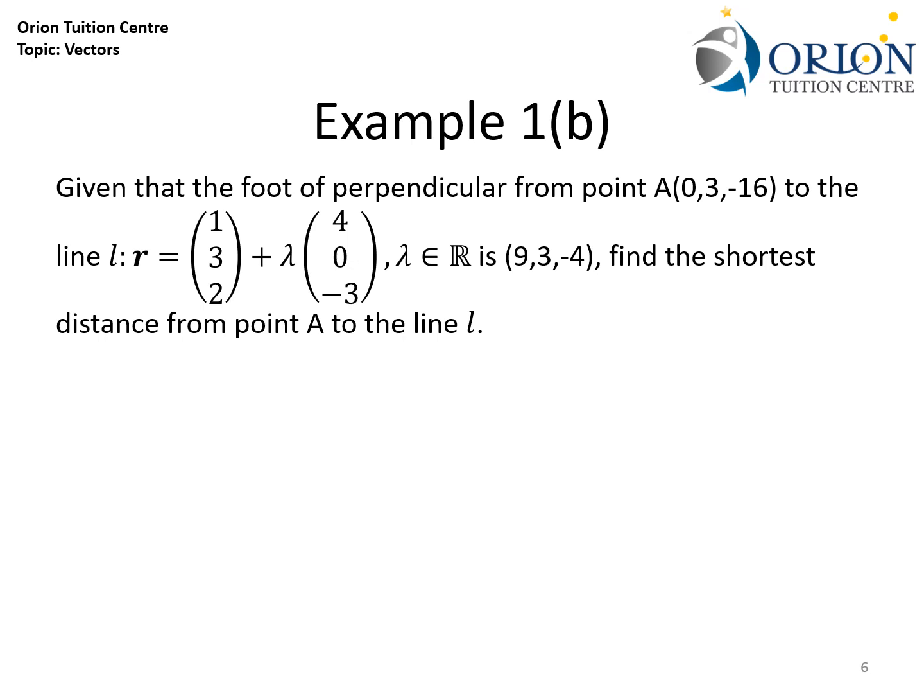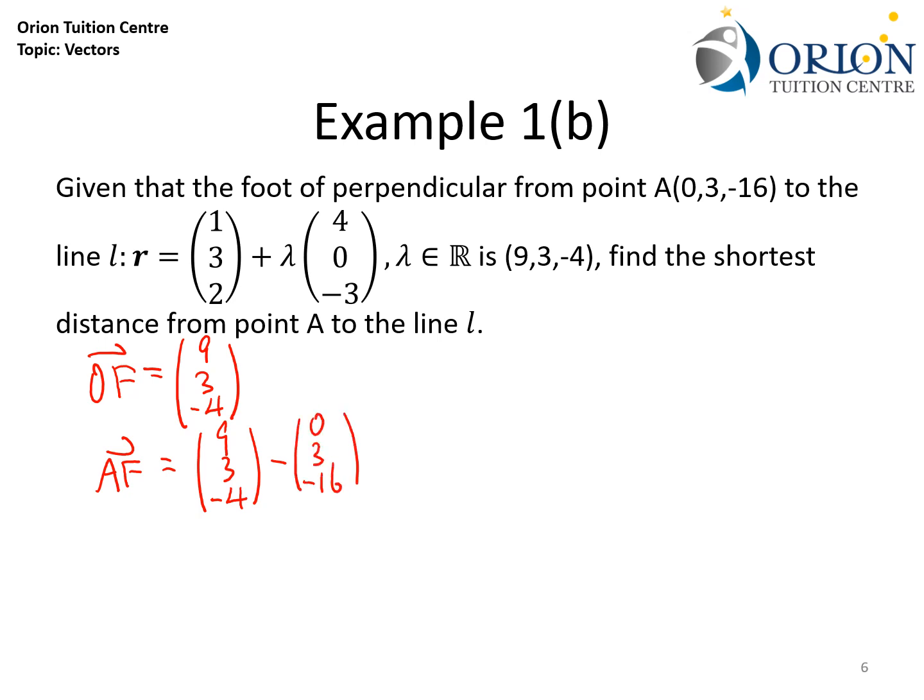Example 1b is a continuation of example 1a. In example 1a, we have found the position of the foot of perpendicular to be 9, 3, -4. So we know that OF is equals to 9, 3, -4. And what we are interested to find now is the length of vector AF. So we have to find what is vector AF. It will be 9, 3, -4 minus 0, 3, -16, which gives us 9, 0, 12.